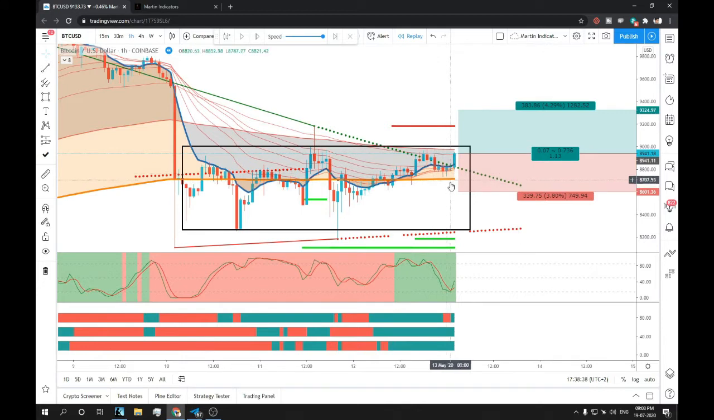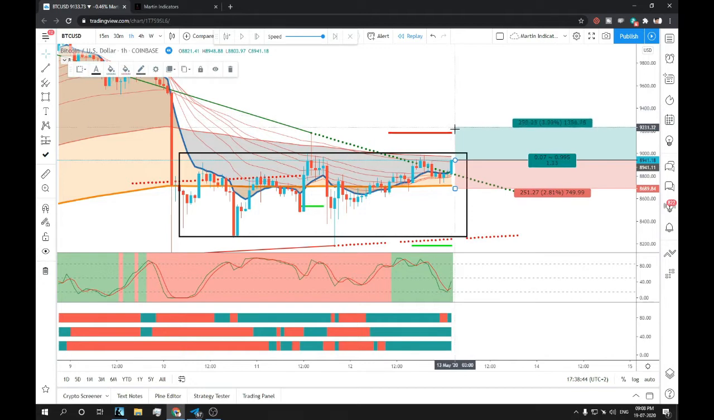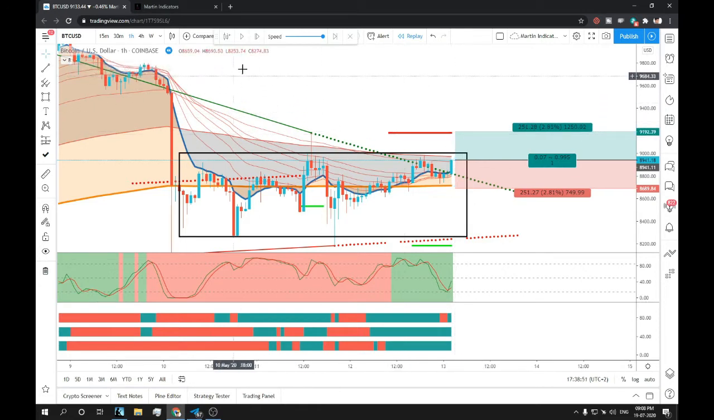Here or here. Where is that? Yeah, previous structure's low, just near this resistance. It's a perfect match. Let's see.